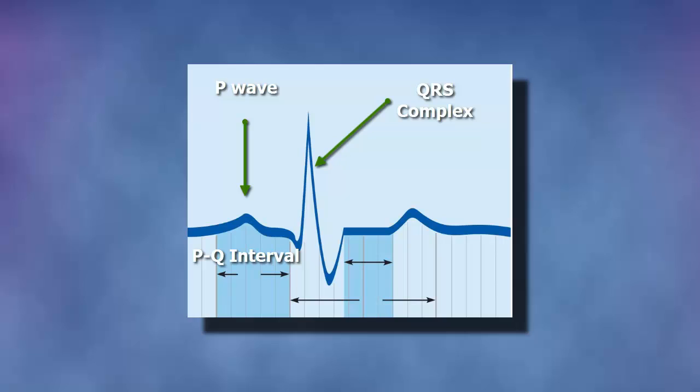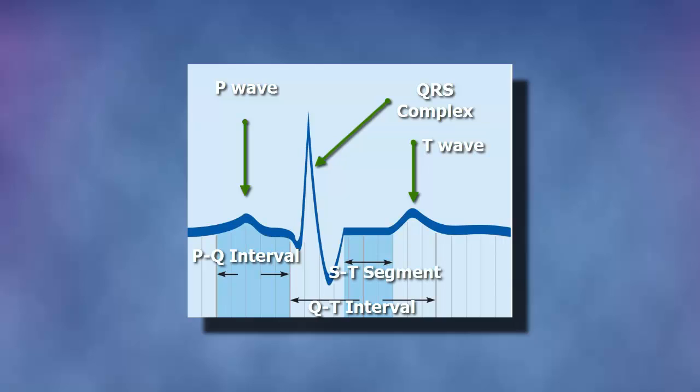The last electrical event that is visible on the ECG is the T wave, and this is ventricular repolarization. The time that it takes from the beginning of ventricular depolarization through ventricular repolarization is called the QT interval. And the time in between the end of ventricular depolarization and the beginning of ventricular repolarization is the ST segment.